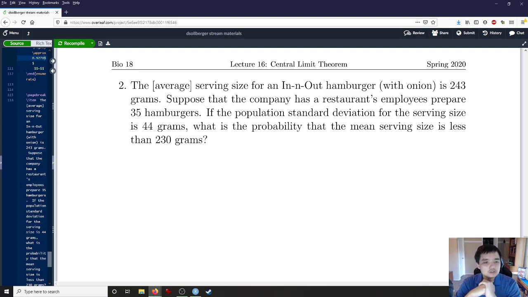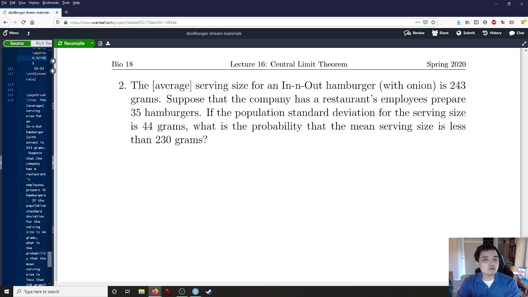Reading off the example, the average serving size for an In-N-Out hamburger with onions is 243 grams. Suppose that the company has a restaurant employee prepare 35 hamburgers. If the population standard deviation for the serving size is 44 grams, what is the probability that the mean serving size is less than 230?